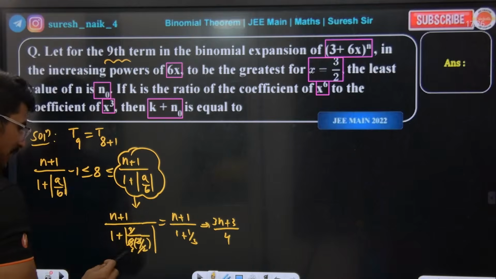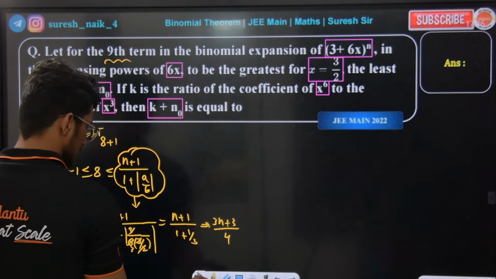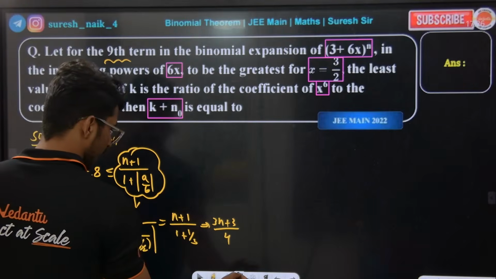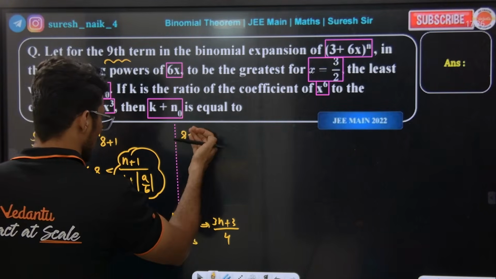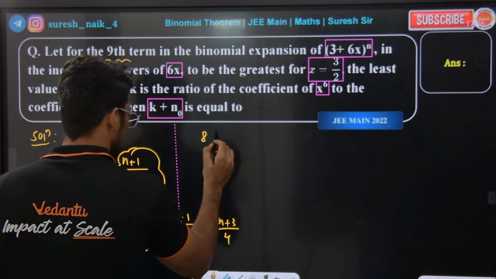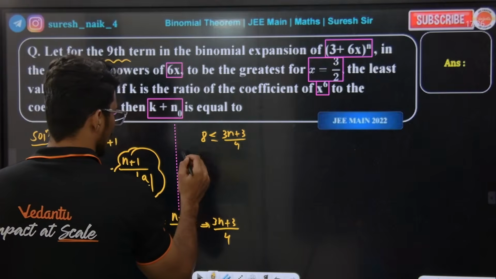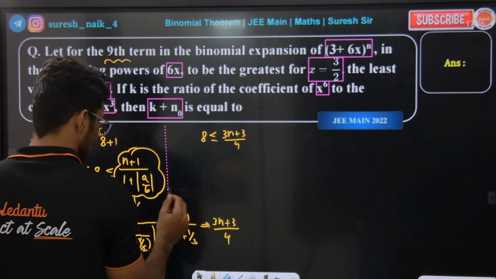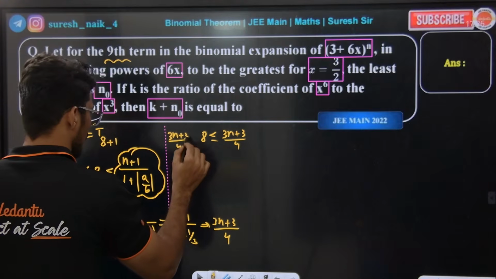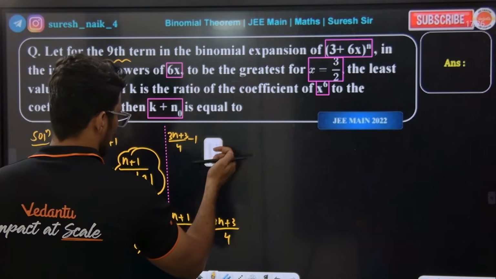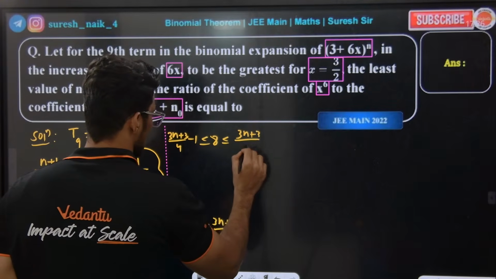So α lesser than what I am getting here, Pari. Okay, α is lesser than what I got, right? α lesser than (3n+3)/4. So idilo coming na, (3n+3)/4 minus 1 lesser than or equal to α lesser than or equal to (3n+3)/4.